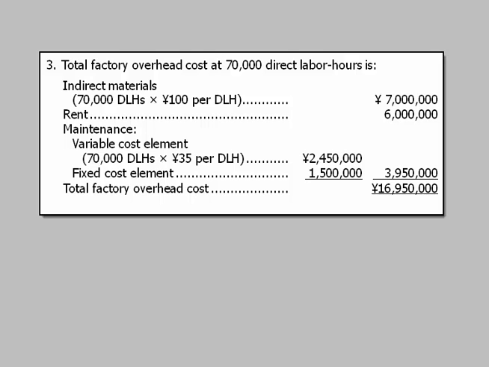Add to it the fixed cost element of 1.5 million that we've computed. We come up with total maintenance cost expected of 3.95 million. Add those three costs together, that's the indirect materials, the rent, and the maintenance cost, and we come up with total factory overhead cost of 16.95 million yen.